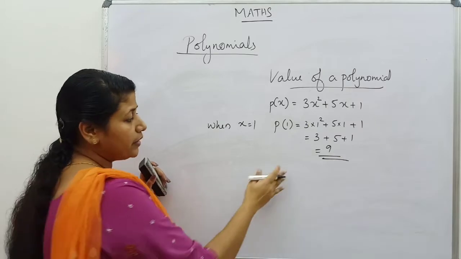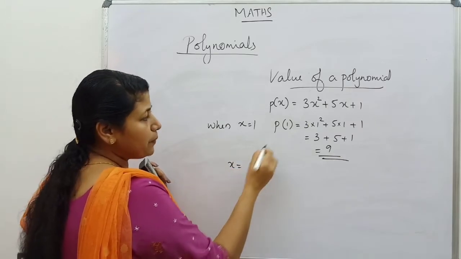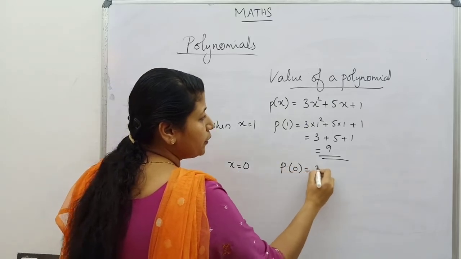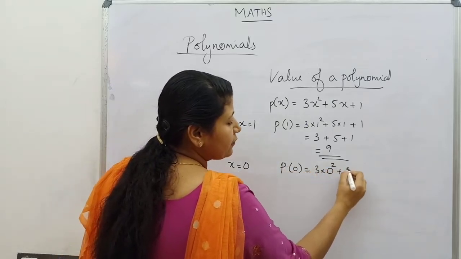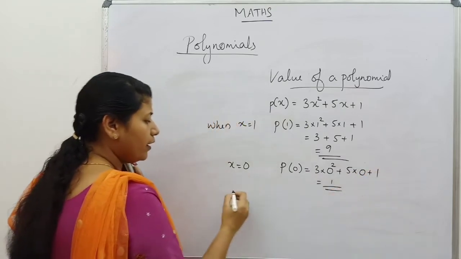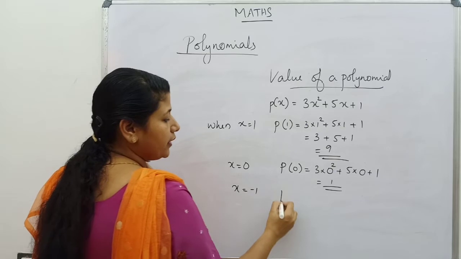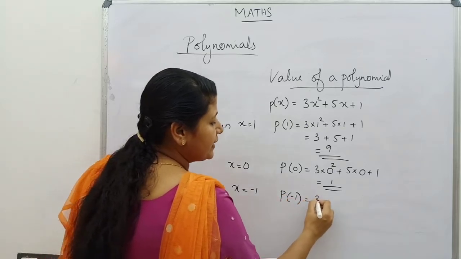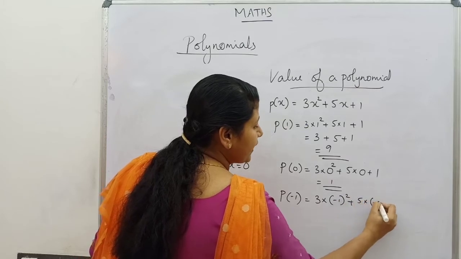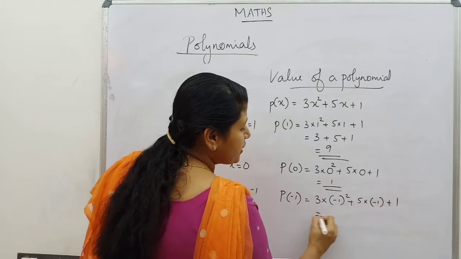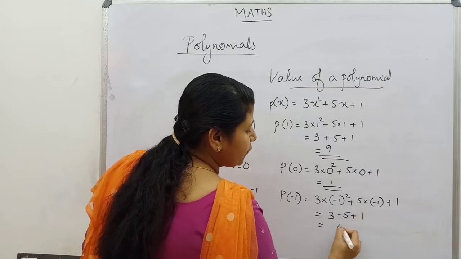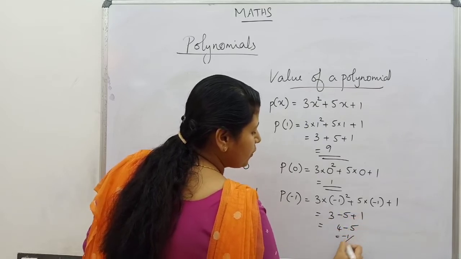Okay, got it? You want to find the value of this polynomial when x equal to 0. So it will be p of 0 equal to 3 into 0 square plus 5 into 0 plus 1, which will be 1. When x equal to negative 1, it will be p of negative 1. You can write it just like this: 3 into negative 1 whole square plus 5 into negative 1 plus 1. This will be 3 minus 5 plus 1. 3 plus 1 is 4. 4 minus 5 is negative 1.